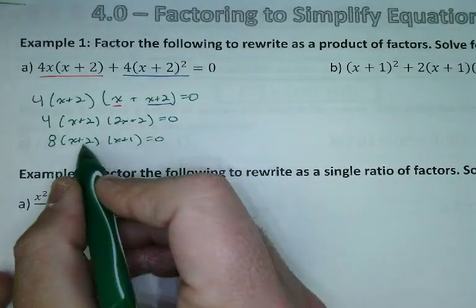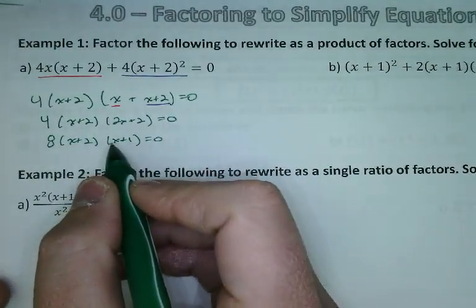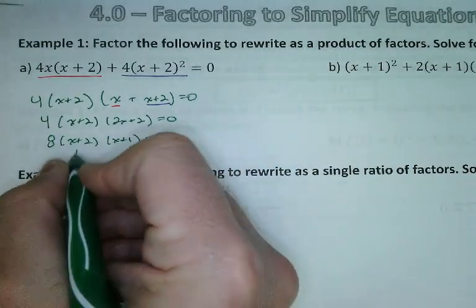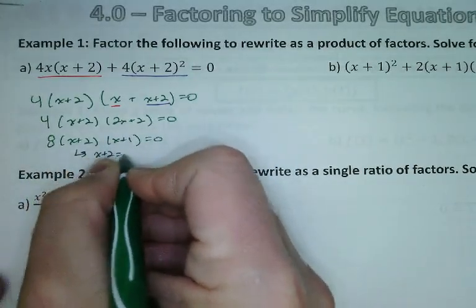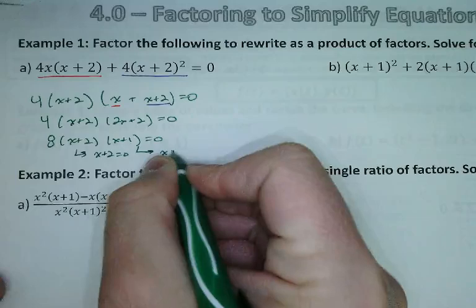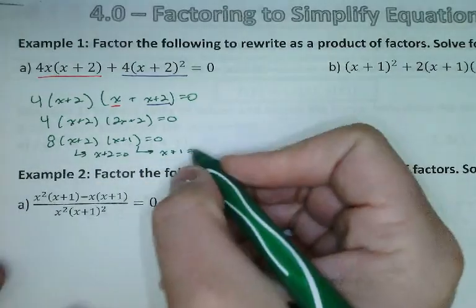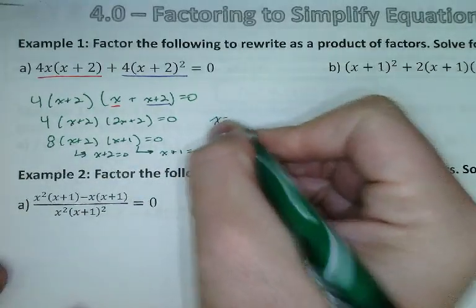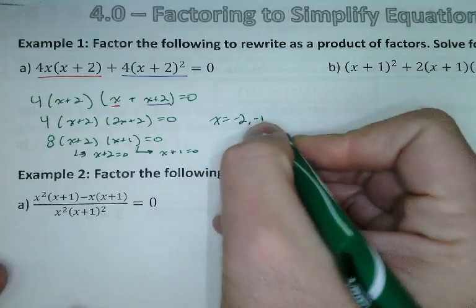Now once I'm here, I'm all factored out. I can go ahead and solve by setting each of these equal to 0. So I'm going to get x plus 2 to equal 0, and x plus 1 to equal 0. So what does x equal? Negative 2 and negative 1.